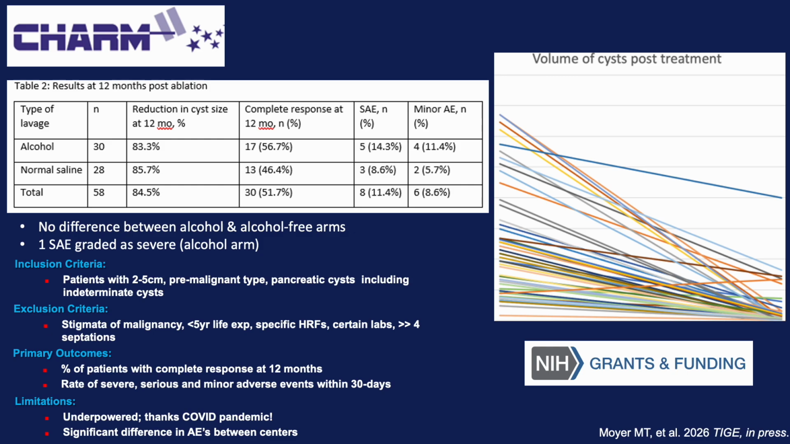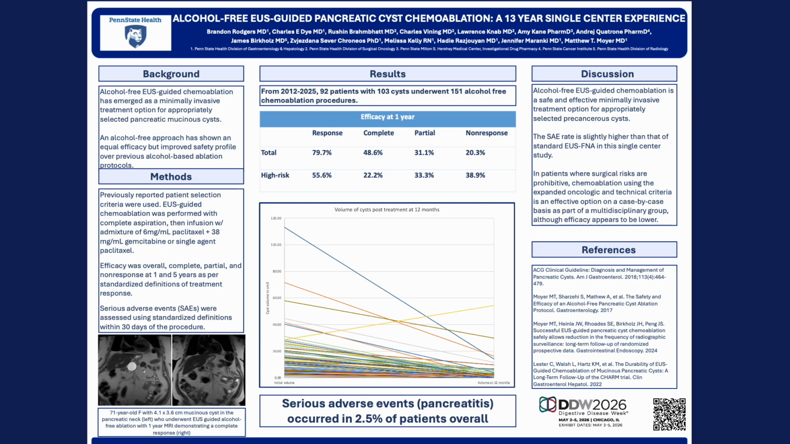But we did show that alcohol is not necessary again, and that adverse event rates fall again. Unfortunately, we didn't have the numbers to show that with statistical certainty. But it essentially replicated what we saw in CHARM 1, just not as vibrantly. There was one serious adverse event with grade 3 severity, meaning that it needed treatment, and that was in the alcohol arm.